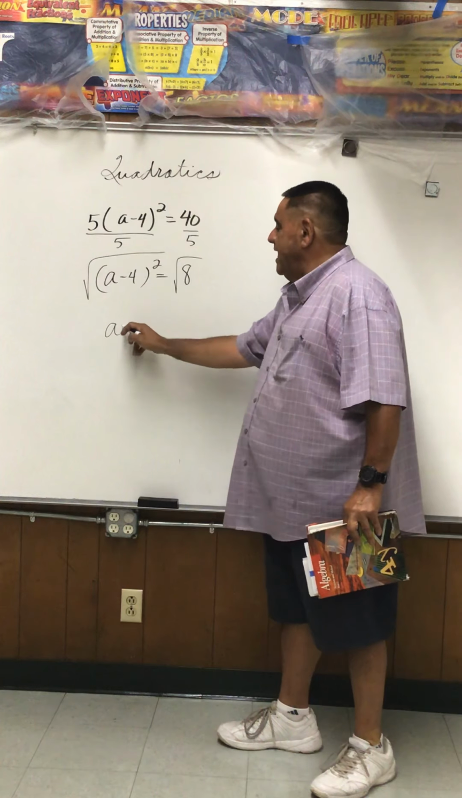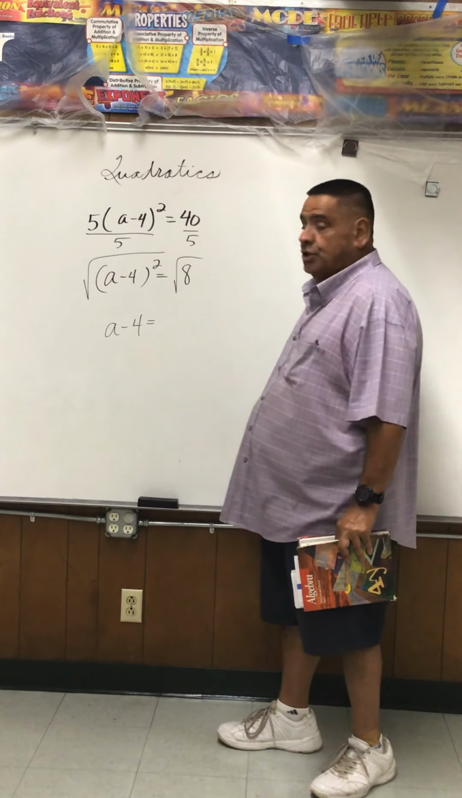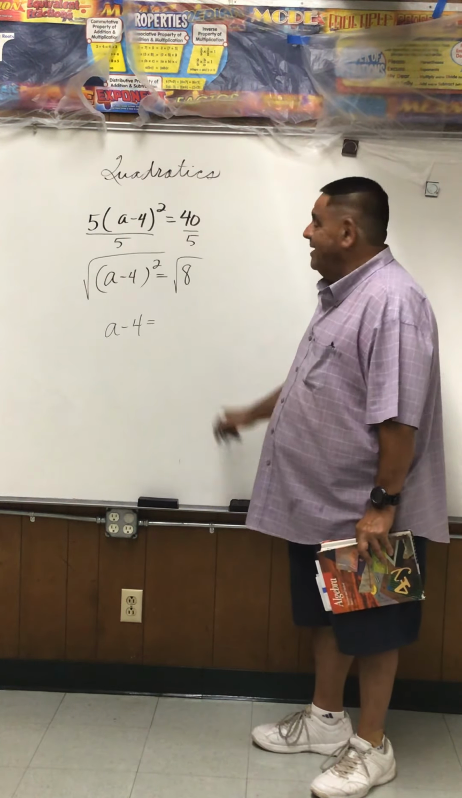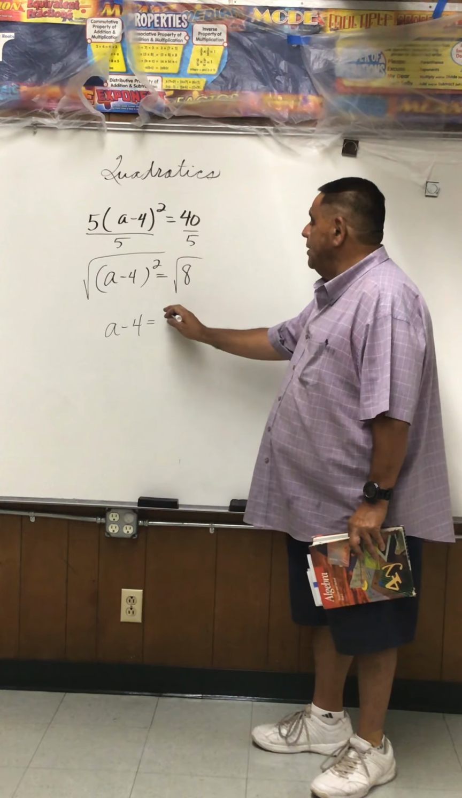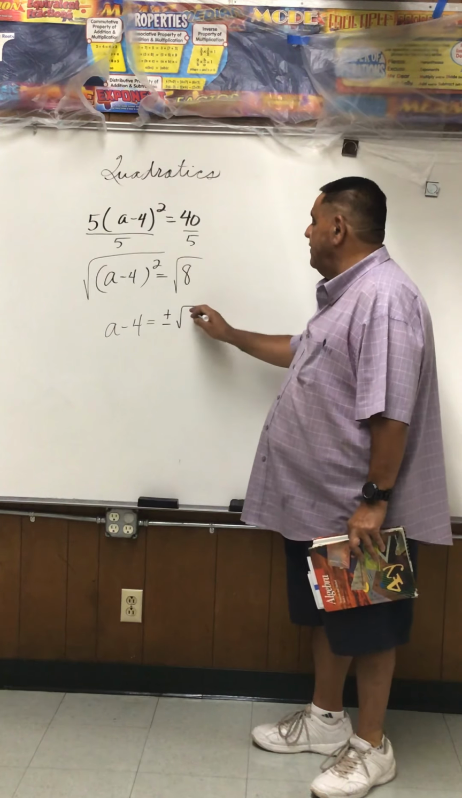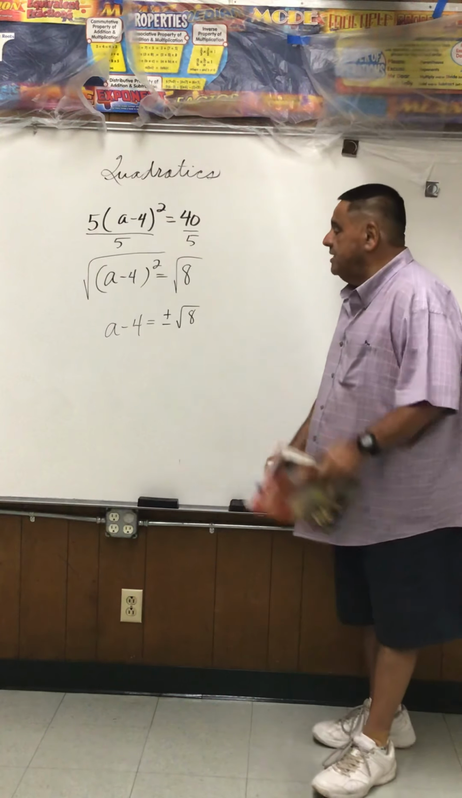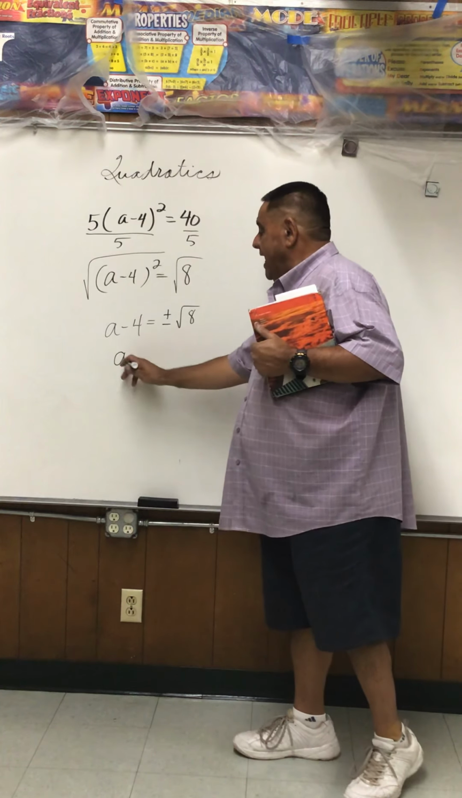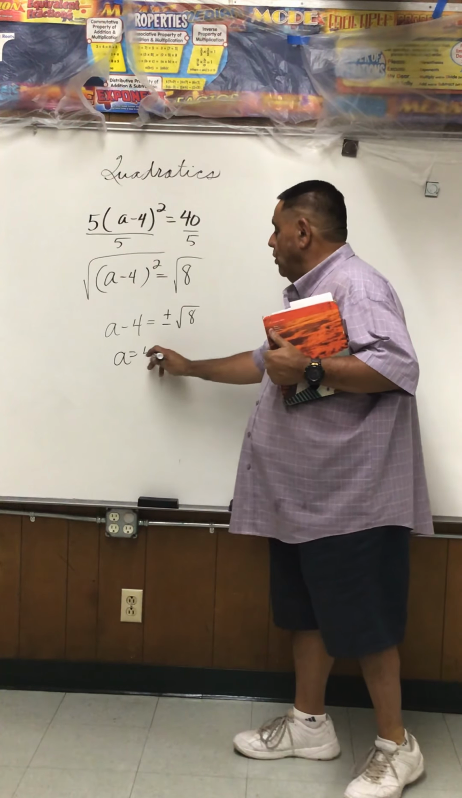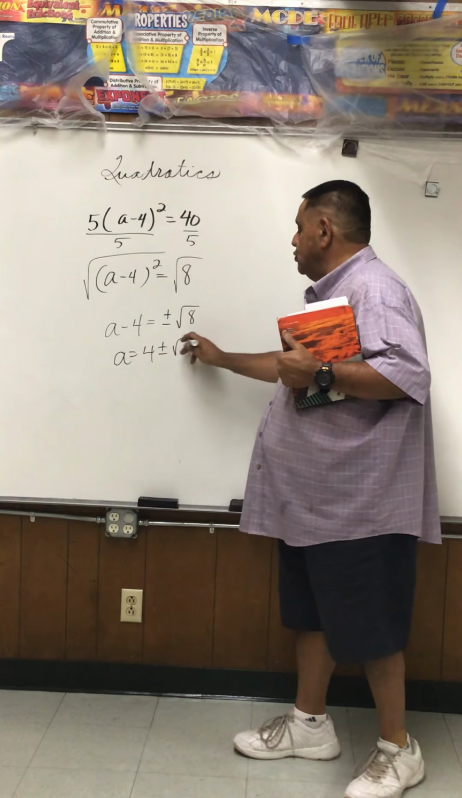This side becomes a minus 4 is equal to, be careful on this one. Now this one, you can go ahead and leave it as plus or minus the square root of 8. We're going to deal with it in just a few minutes. All right? Move this over to solve. So a is equal to, add 4, plus or minus the square root of 8.